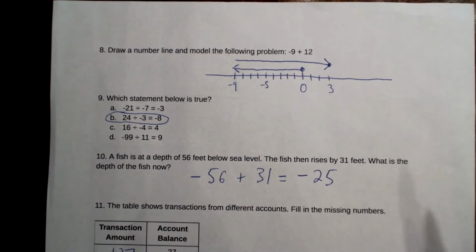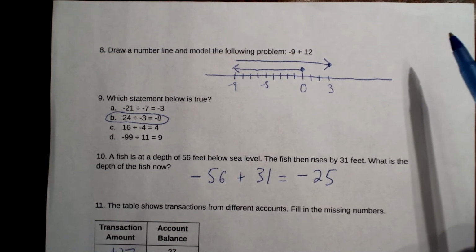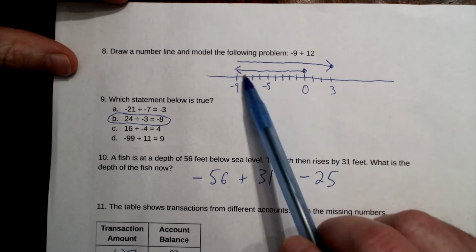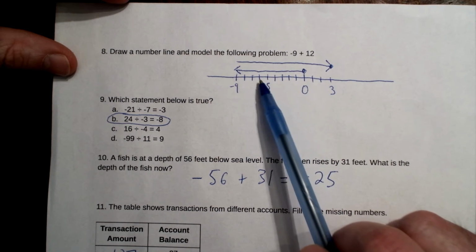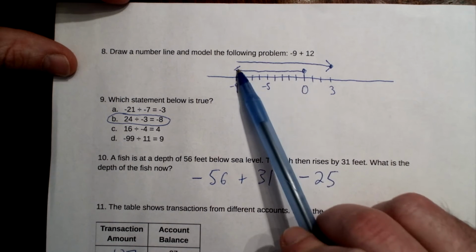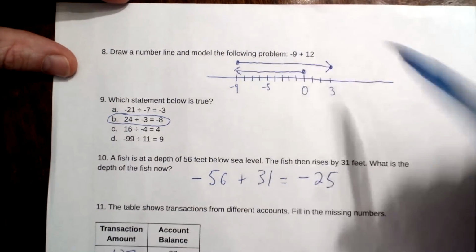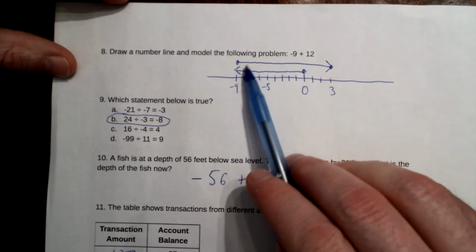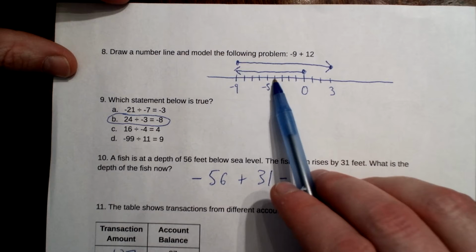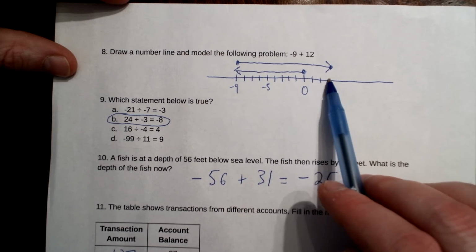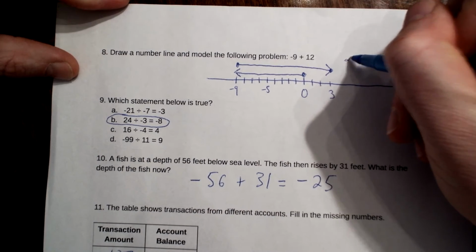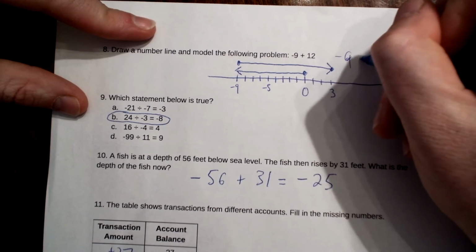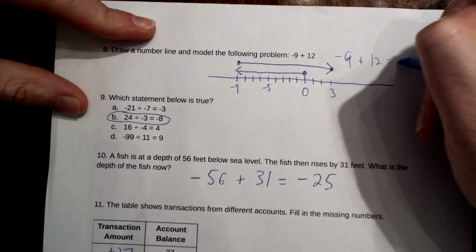Alright, so let's go to the back side now. Draw a number line and model the following problem. So -9, drawn out like this. So -9: 1, 2, 3, 4, 5, 6, 7, 8, 9. So from 0 to -9. And then add 12: 1, 2, 3, 4, 5, 6, 7, 8, 9, 10, 11, 12. It's 3. So -9 plus 12 is equal to +3.